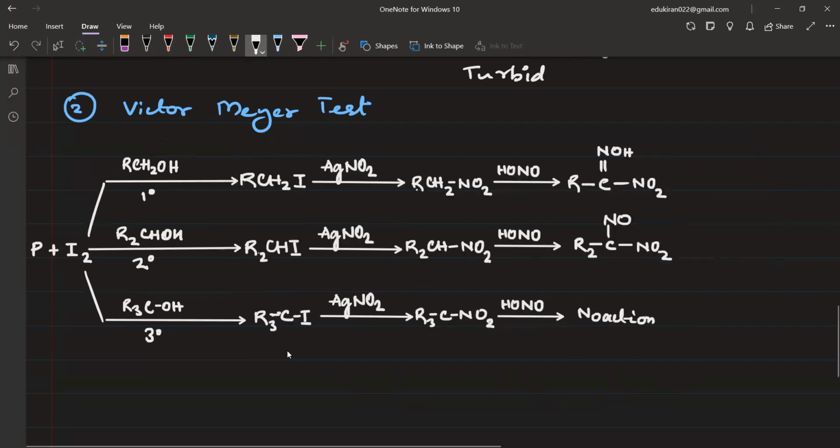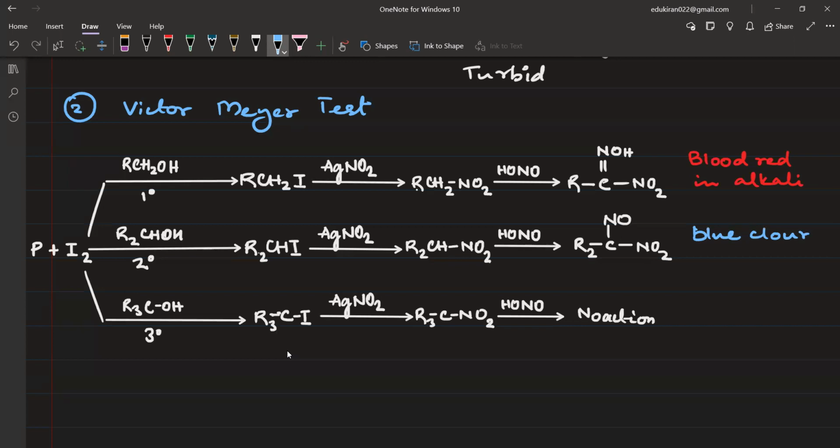Yeah. So if I add a base here, if I add some alkaline solution, then the 1 degree one is going to get converted into blood red color. Blood red in alkali. Now this 2 degree one will convert itself into blue color in alkali. If I don't have anything, then it is not going to have any color. It will be colorless.